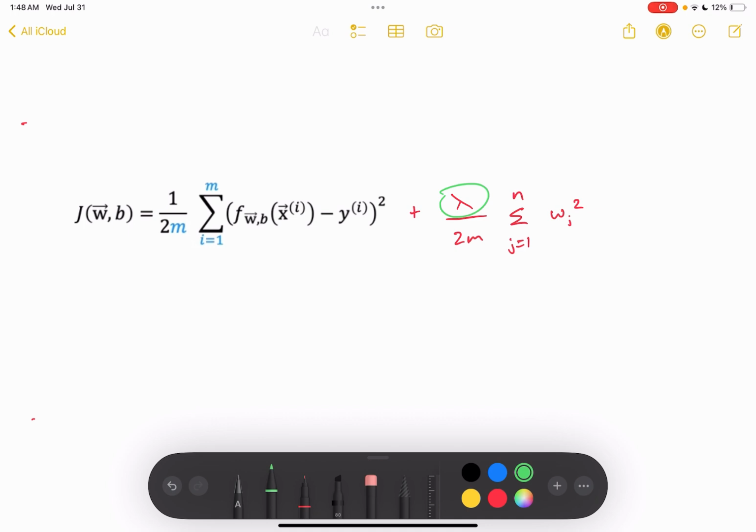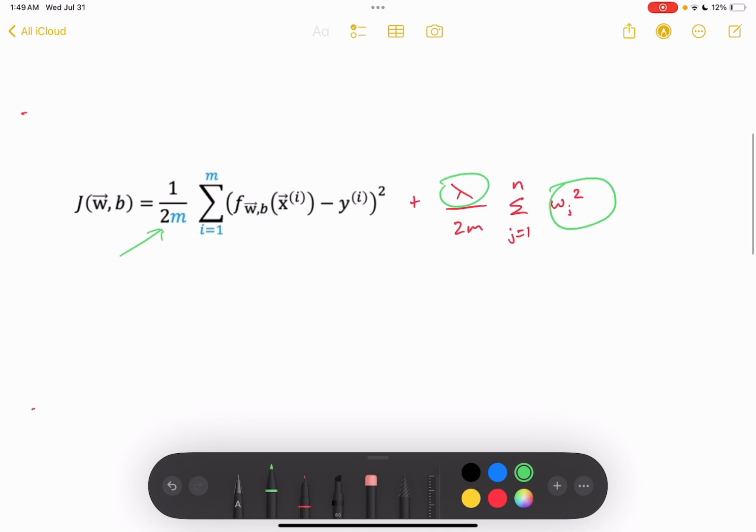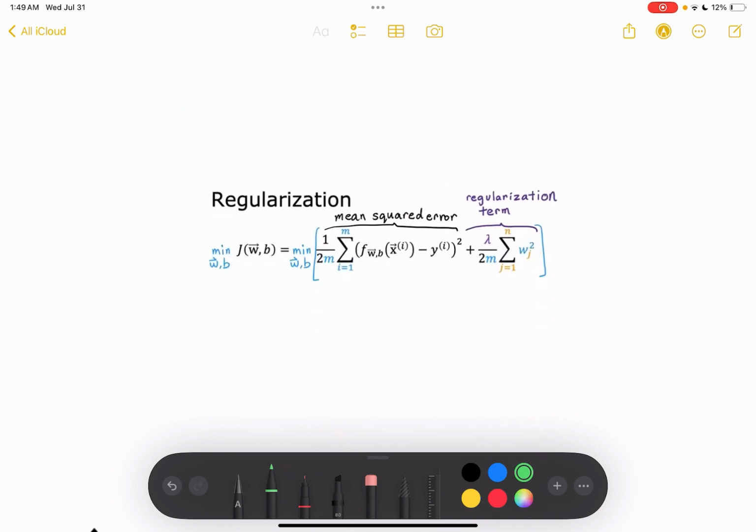And then we divide it by 2m to stay consistent with this part of our cost function over here, and we loop through all of our features, going from 1 through n, the number of features, going through each w parameter. So now in our cost function, we want to minimize both terms. Now we have two terms.